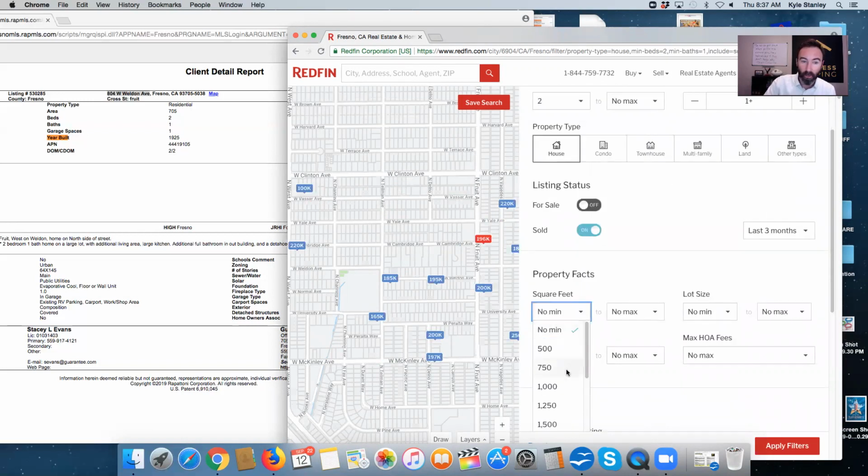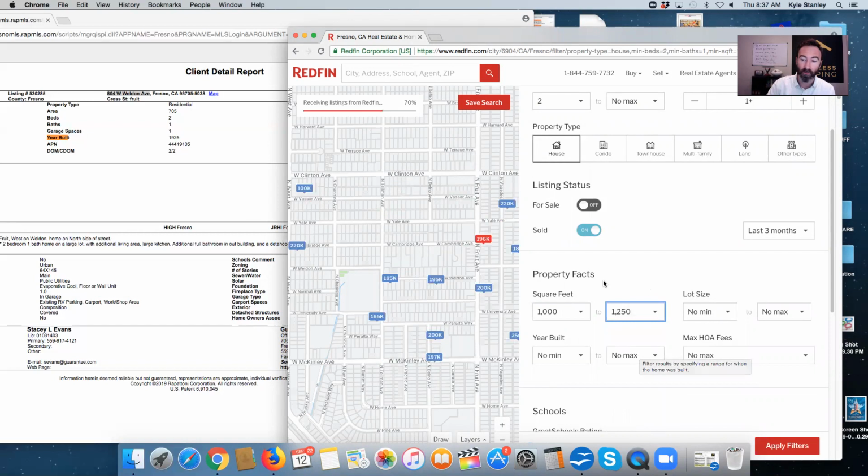This one was 1176, so I'm going to go within about 20 to 25% plus or minus. Let's just start with 1,000 feet to 1250. That's more like 10 to 15%. But again, let's start small and then expand from there, and see if we can find some comps in the area.